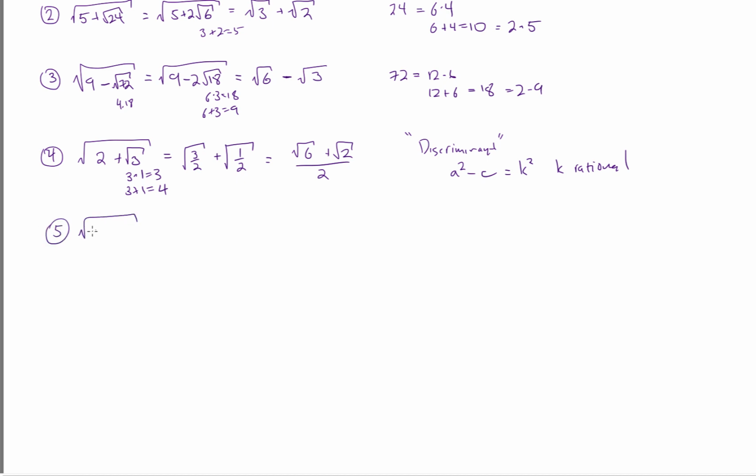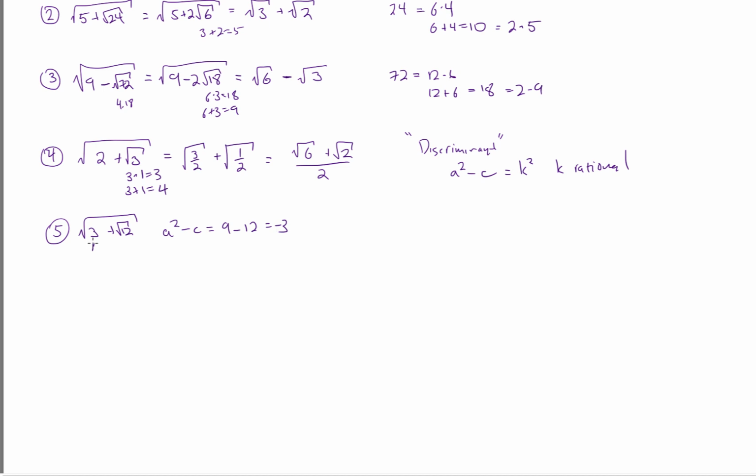Here's the square root of 3 plus square root of 12. You can check: a squared minus c is 9 minus 12. That's negative 3. Not only is that not a perfect square, it's not even positive. So that's not looking good for us. However, this still does denest.